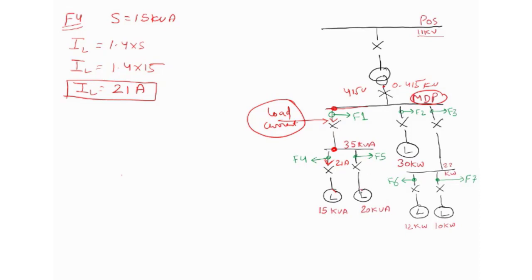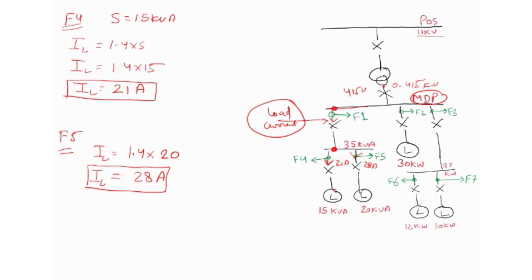Similarly for feeder 5, IL equals 1.4 into the power of this feeder. What is the load for this feeder? It is 20 kVA. So it equals 28 amperes of current. So the load current that will flow through this feeder is 28 amperes.